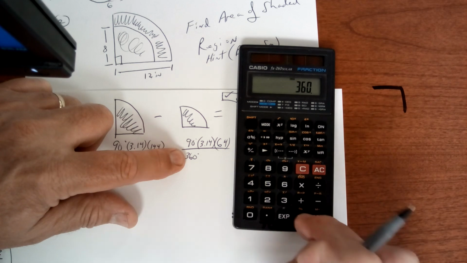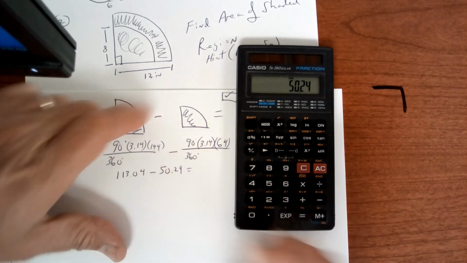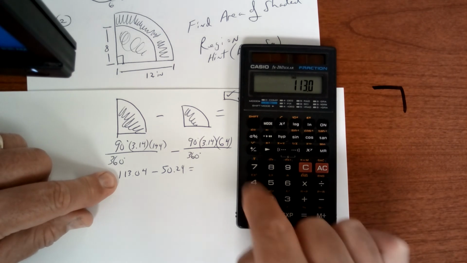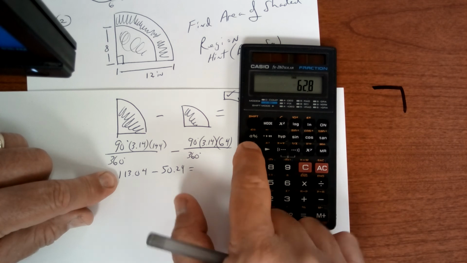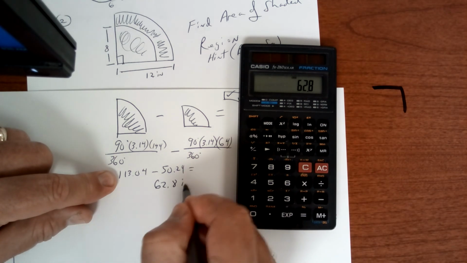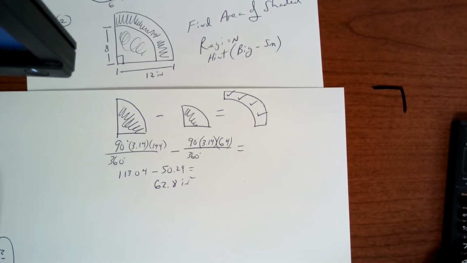That one gives us 50.24. So minus 113.04. Change that to a positive. That's going to be 62.8 square inches. And that's how you do these 2 EOC questions. Make sure you understand.